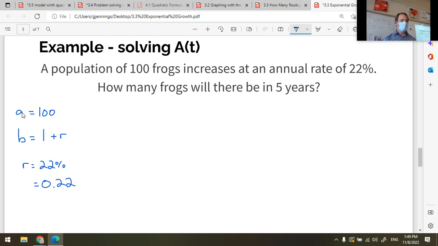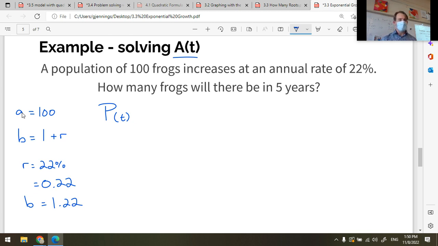0.22. Excellent. So my b now is equal to 1.22, and that gives me my equation. Okay. So I can look at this and I can say, well, the population of frogs is a function of time. I called this A of t up there, but I prefer P of t for this. Population of frogs as big P. Okay. Doesn't matter. They're letters. You can use the letters you like.